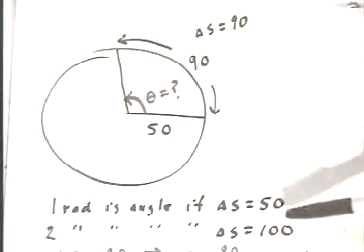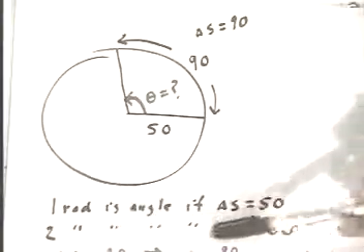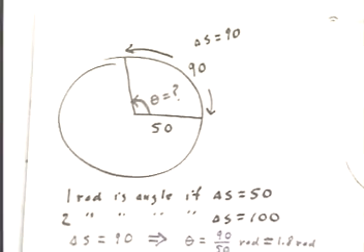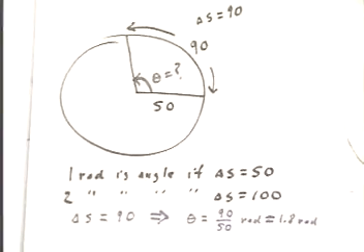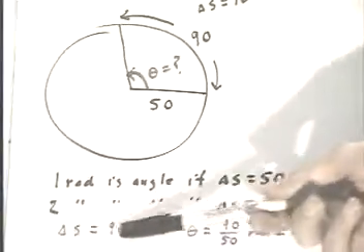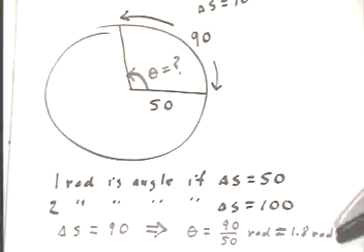Since delta s is between 50 and 100, the angle is between 1 and 2 radians, and we can see it's a lot closer to 2 radians. Well, this probably suggests using some sort of proportionality. It certainly does suggest it. If delta s is 90, then theta is 90 over 50 radians, or 1.8 radians.